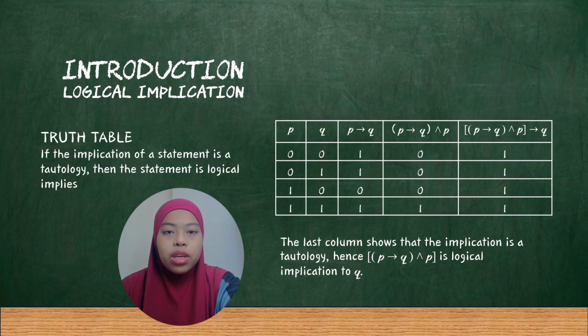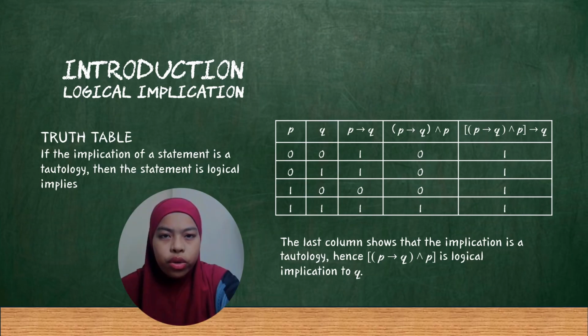If you want to know if a statement has a logical implication or not, the implication should be a tautology, which means all true. What if we do not get a tautology? That means it does not logically imply. By looking at the example, we can see that all of the final values are 1, which means it logically implies.